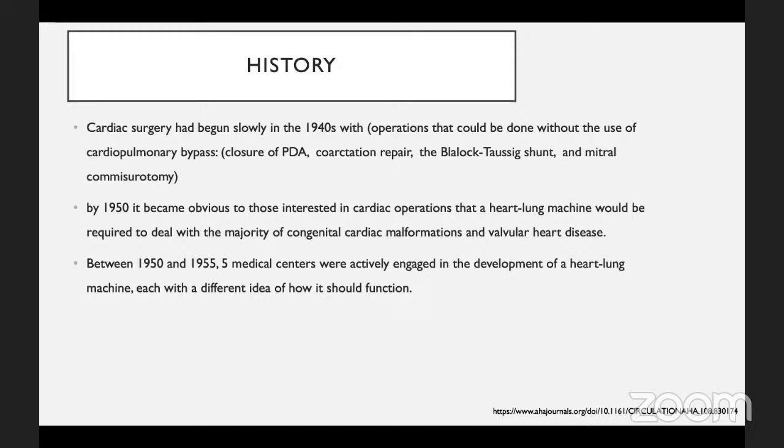By 1950, it became obvious to those interested in cardiac operations that a heart-lung machine would be required to deal with the majority of congenital cardiac malformations and valvular heart disease as well. Between 1950 and 1955, there were 5 medical centers engaged in the development of the heart-lung machine, each with a different idea of how it should function.